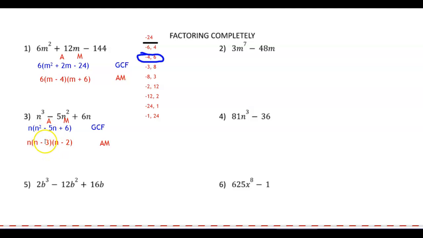Okay, I'll tell you. Negative 3 times negative 2 is positive 6, and negative 3 plus negative 2 is negative 5. Just go down the factors of 6 until you find the correct answer.